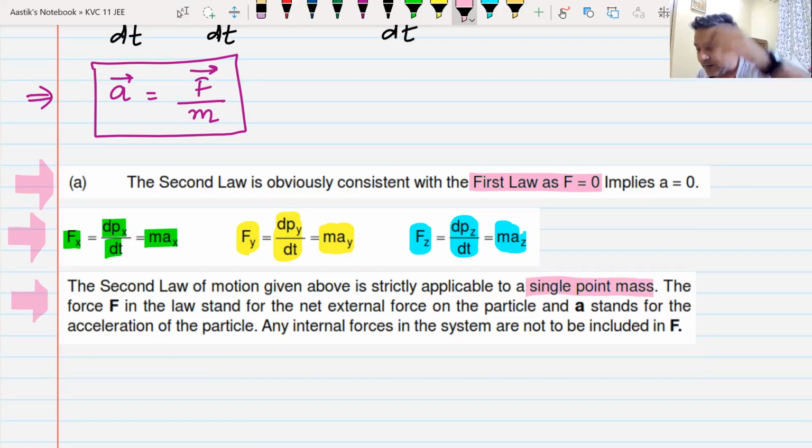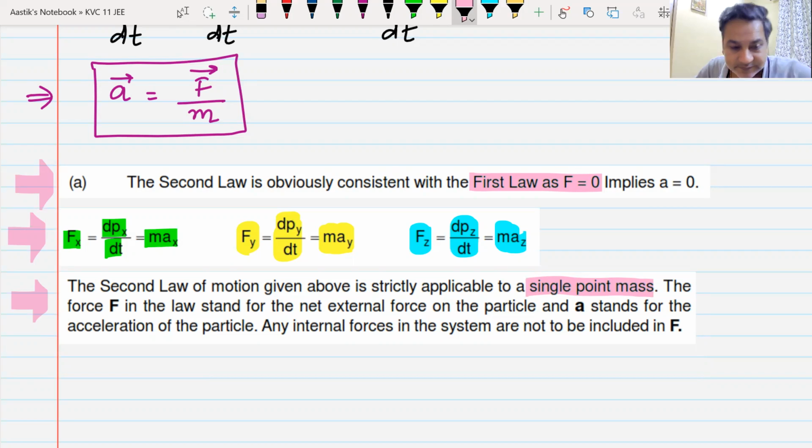When we go ahead, we will be writing equations for different point masses together in a system. This will come not now, but in the chapter which is coming up. Right now, we will be applying Newton's laws on one particle and not on a system of particles.